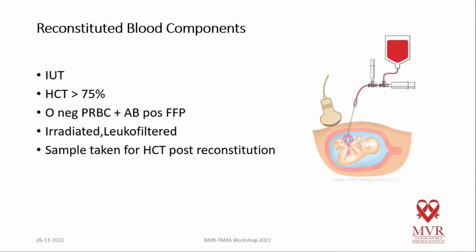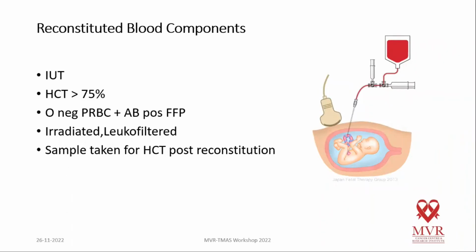So reconstituted blood components: we also issue blood for intrauterine transfusion for a lot of hospitals, maternity hospitals in Malappuram and nearby districts. So HCT should be more than 75%. O negative TRBCs and AB positive FFPs are mixed. Here, the unit has to be irradiated and leucofiltered prior to being issued. And a sample has to be taken for HCT post reconstitution. It also requires good technical expertise.